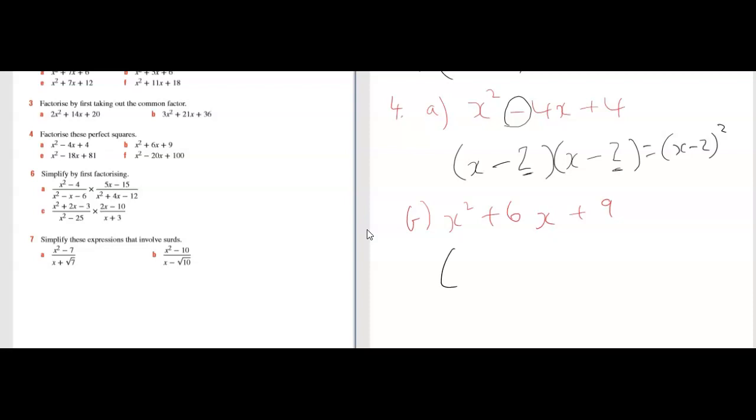All right, so moving on to B, drawing my brackets. What 2 numbers multiplied by each other give you 9? They're 3 and 3. And we've got a positive 6, so it's going to be plus 3, plus 3. And because they're the same, we can rewrite that as x plus 3 squared.